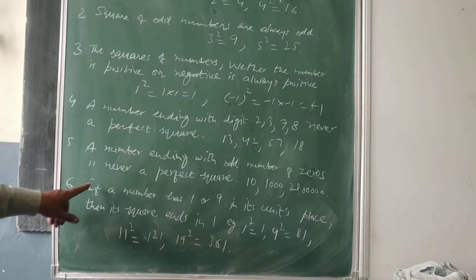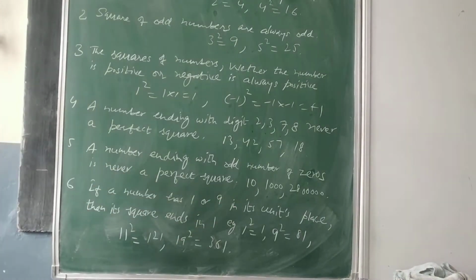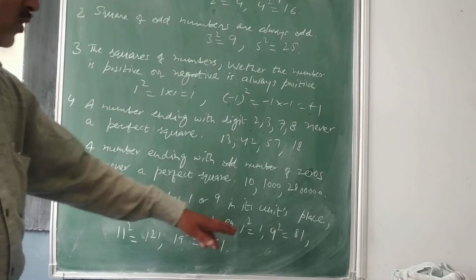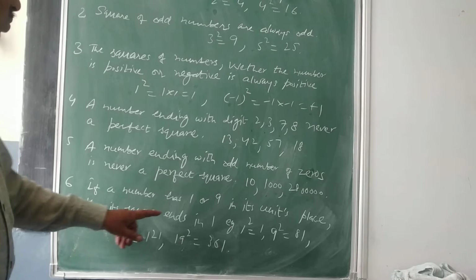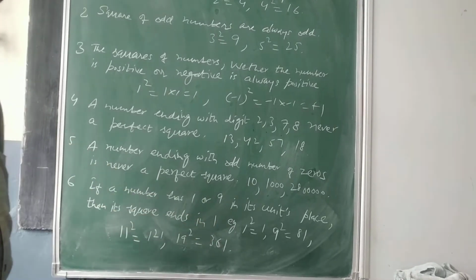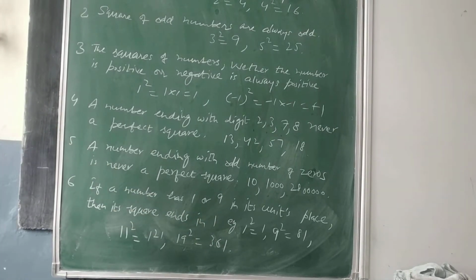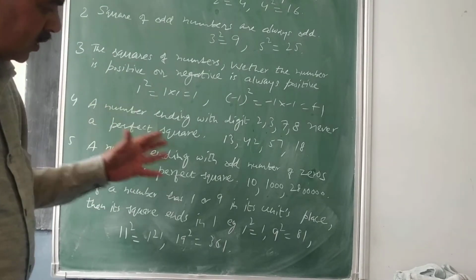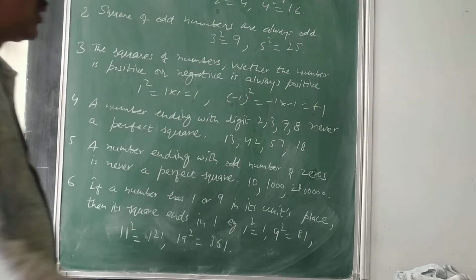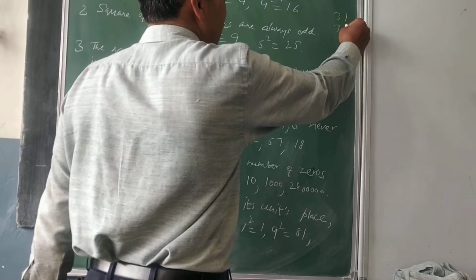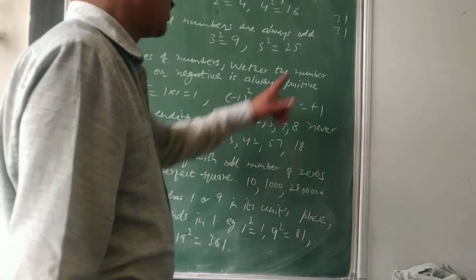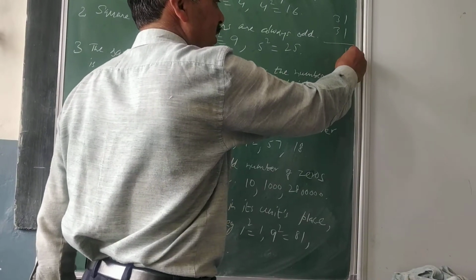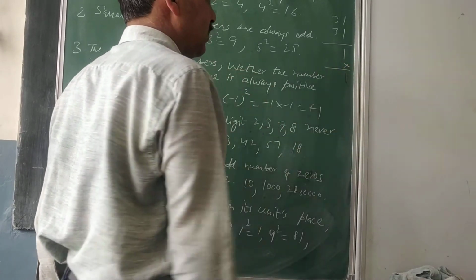Then number 6 is if a number has 1 or 9 in its units place. Like I have given you the example 1. So 1 is 1, so then its square always ends in 1. Any other example you can take. Suppose I am taking 31. If you multiply 31 twice, what happens? Any number ending with 1, so 31 is ending with 1. So definitely if you multiply 31 by 31, at your units place, 1 will be there.